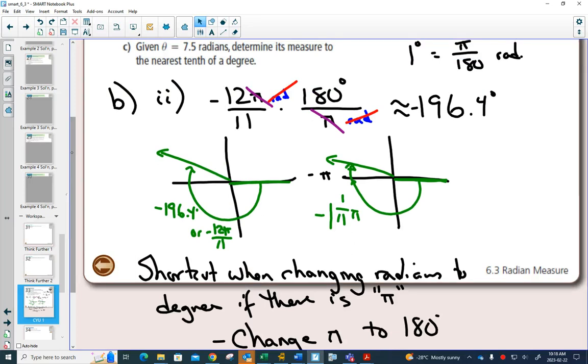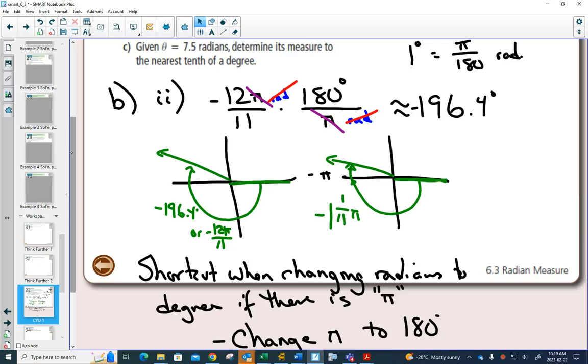Why are you allowed to do this shortcut? If you look at the math, when you multiply by 180 over pi, can you see that the pi's would cancel out every single time? And what gets replaced where the pi was? 180. So we get that as a shortcut that we can do. We can replace the pi with 180 degrees.